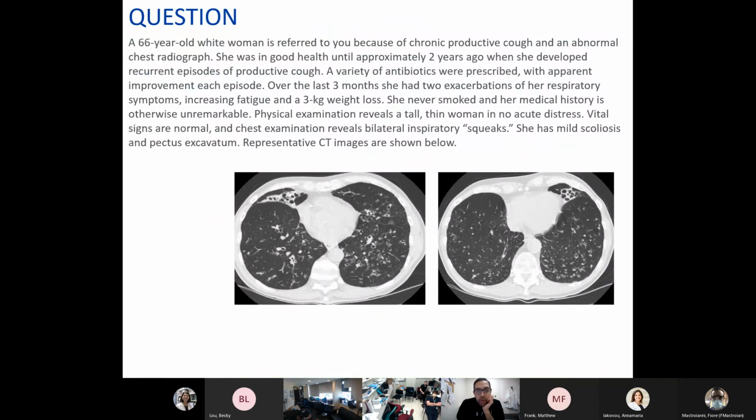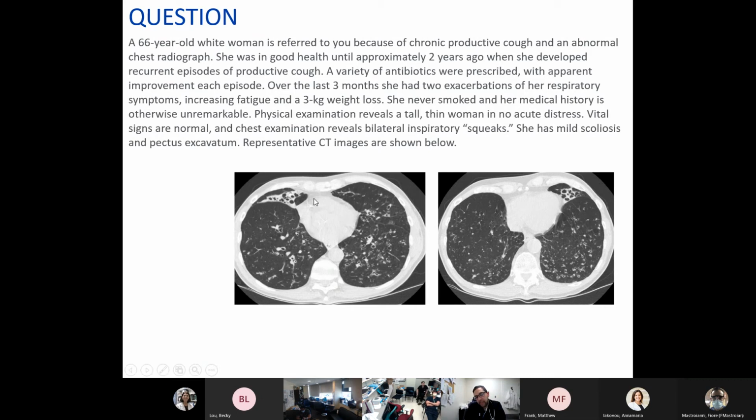A 66-year-old white woman is referred because of chronic productive cough and an abnormal chest X-ray. She was in good health until approximately 2 years ago when she developed recurrent episodes of productive cough. A variety of antibiotics were prescribed with apparent improvement in each episode. Over the last 3 months, she had 2 exacerbations of her respiratory symptoms, increasing fatigue, and a 3-kilogram weight loss. She never smoked. Her medical history is otherwise unremarkable. Physical exam reveals a tall, thin woman in no acute distress. Vital signs are normal. Chest exam reveals bilateral inspiratory squeaks. She has mild scoliosis and pectus excavatum.